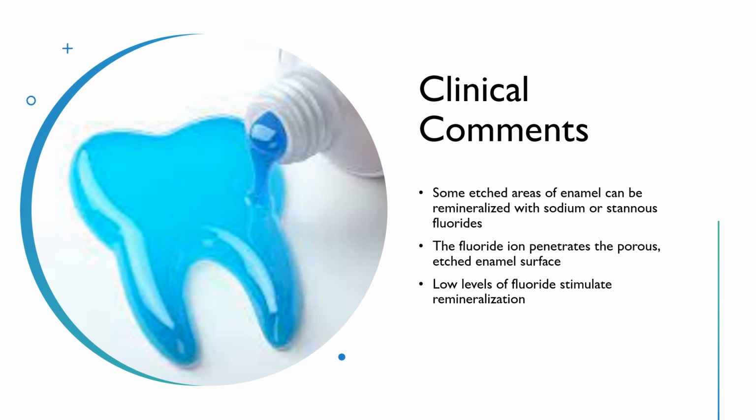Now, again, those etched areas can actually be remineralized with sodium or stannous fluoride. So this is why we often will recommend after a sealant procedure that a layer of varnish is placed over the teeth as well. So if there's perhaps any areas that were etched that maybe the sealant material didn't come into contact with, then we just give it that little extra boost of remineralization by applying that sodium fluoride varnish to it. Now the fluoride ion actually does penetrate the porous surface, because remember that etch has now made the enamel more porous, and it's going to penetrate it and then help to remineralize.